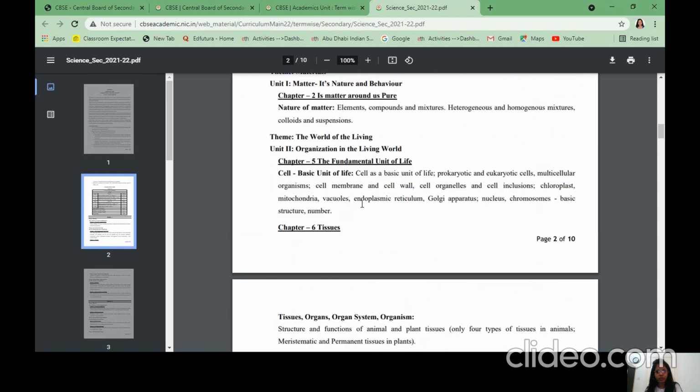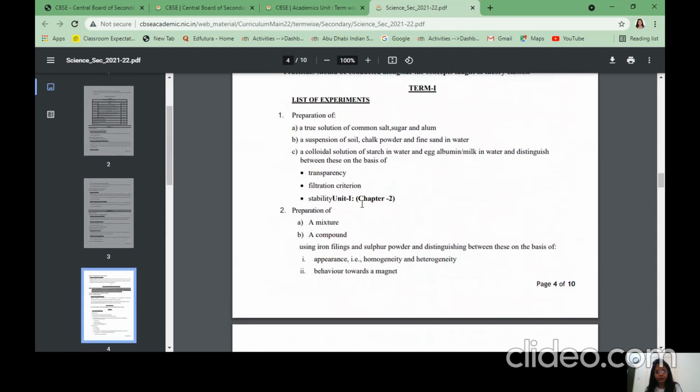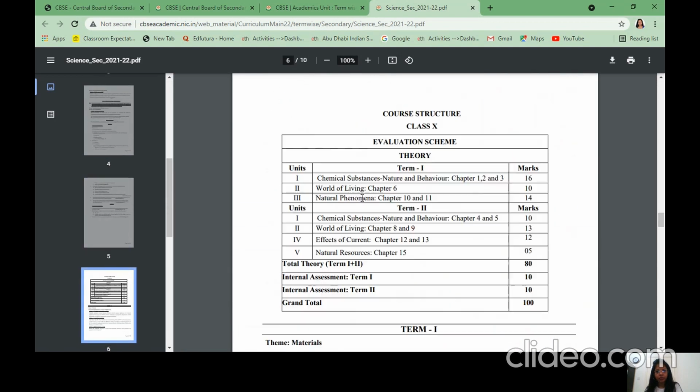So I'm scrolling down and going to class 10th. Okay, this is class 10th. Can you see? Chemistry has chemical substances, nature and behavior, chapters 1, 2, 3, with 16 marks. Biology, world of living, chapter 6, has 10 marks. And unit 3 is of physics, which contains chapters 10 and 11, and that has 14 marks weightage.